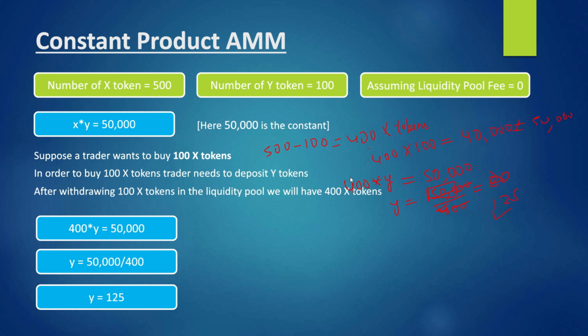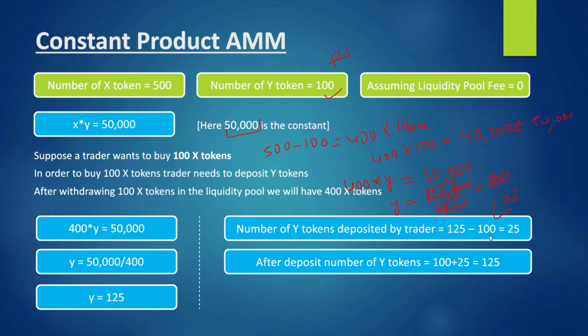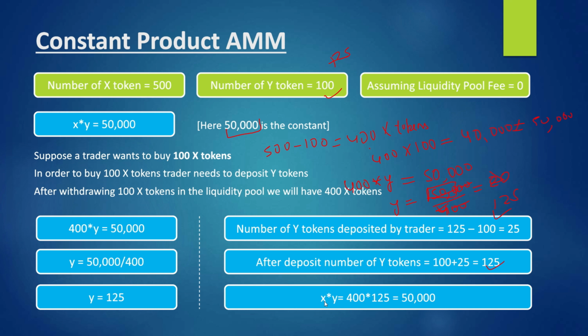If you look at the liquidity pool, we already have 100 y tokens, right? So the trader needs to add 25 more tokens so that the constant is 50,000 only. The number of y tokens will be 125 minus 100, because after you add 25 to 100, it will be 125. So the new equation will be x into y, 400 into 125, and if you calculate this, it will be equal to 50,000. As you can see, we are again maintaining the constant value, 50,000. We have reduced the x value by 100 and increased the y value by 25, and by this we are able to maintain the constant product AMM.